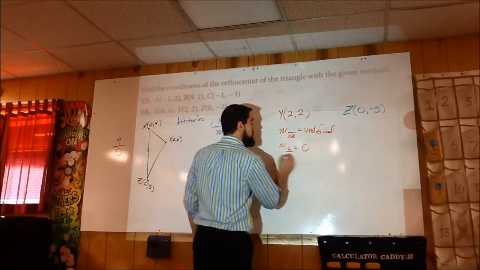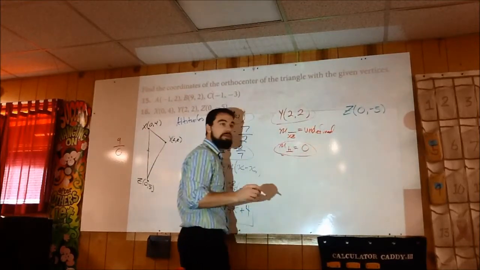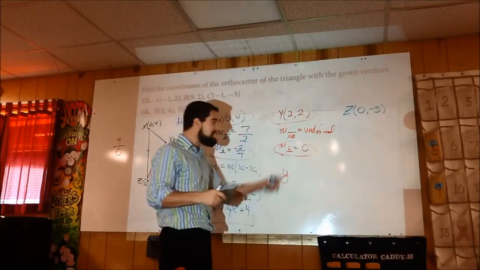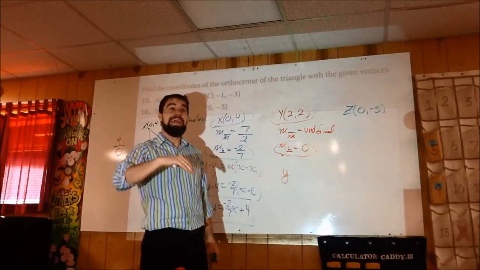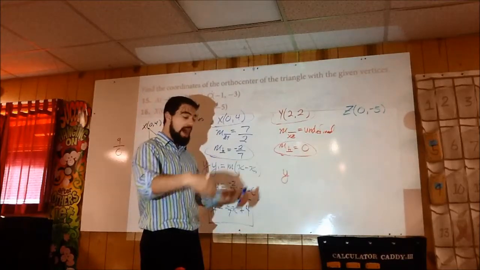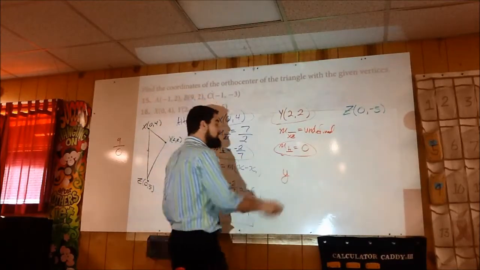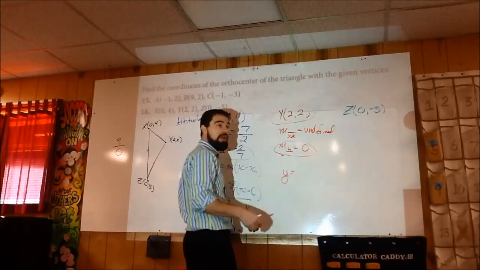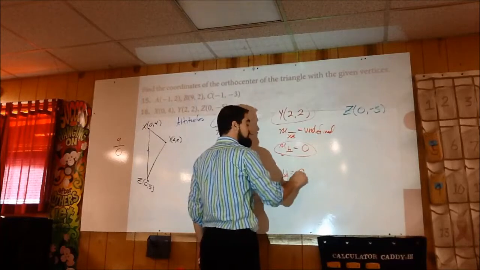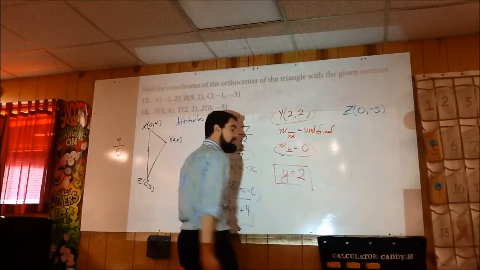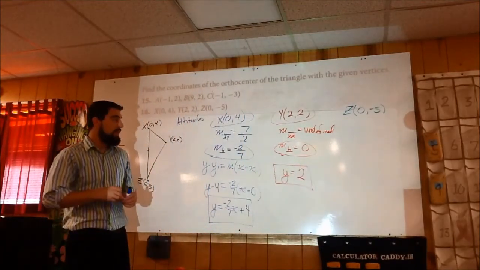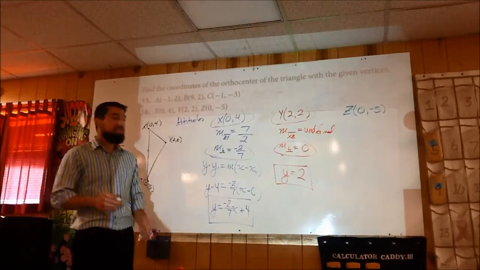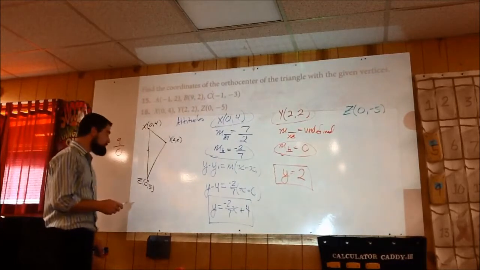So now you have your slope, you have a point that it goes through. So plug it into the point slope formula. I know that if a line has a slope of 0, that's a horizontal line, and the equation is in the form of y equals some constant. You figure out that constant by depending on what point it goes through. Well, I know that my y value is a +2, so I know that y has to be 2. This is the equation of my second altitude.